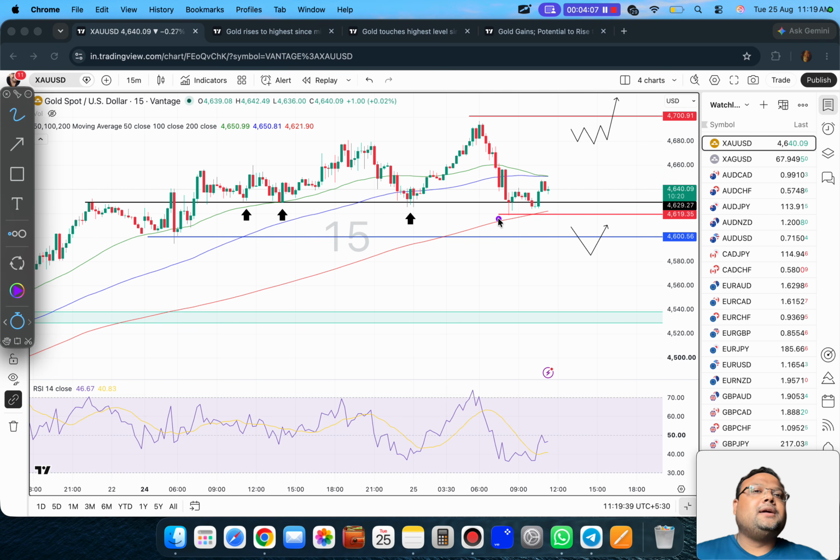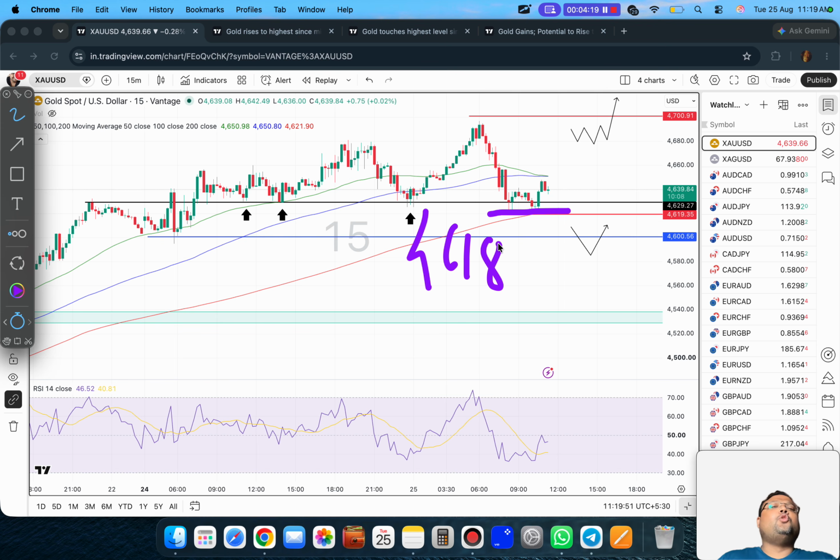And if you are a risky trader, a daredevil kind of trader, I have mentioned it in the group as well, you can look for a sell below 4618. Why is it a risky trade? It is a risky trade because overall the trend of the market is still bullish. Taking a sell below 4618 means you are going against the trend of the market.